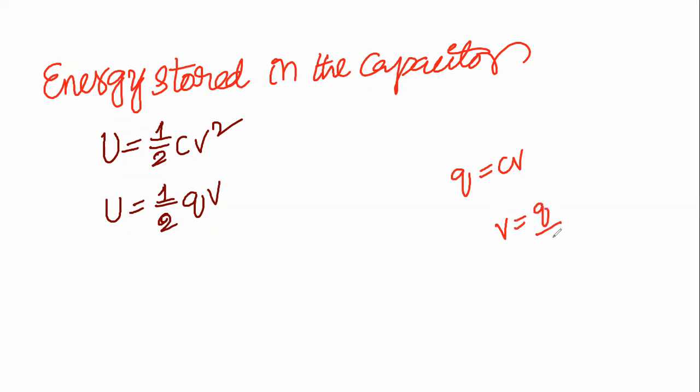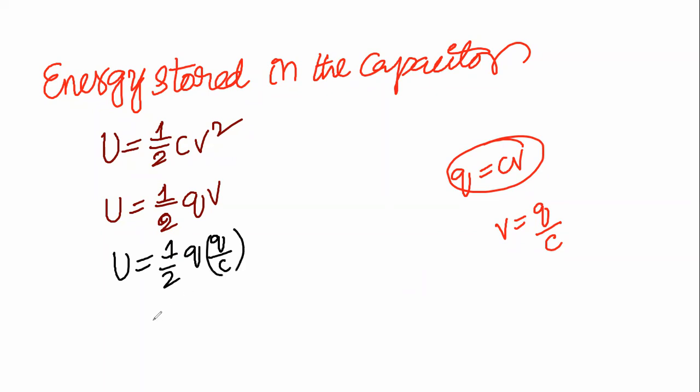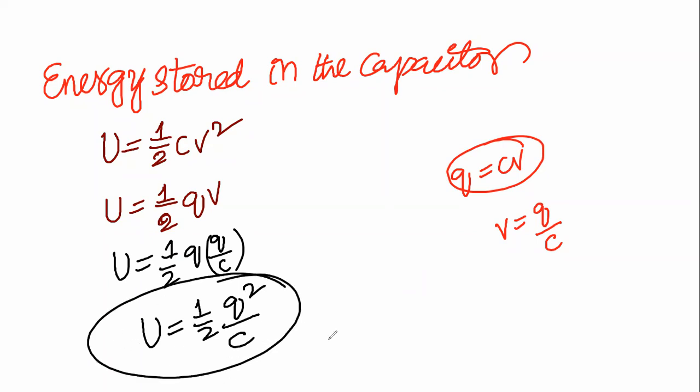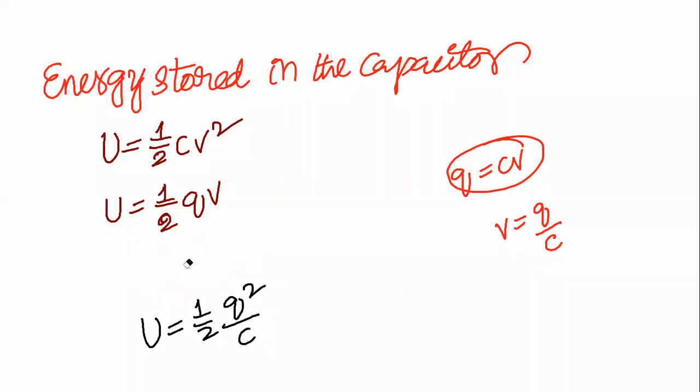Then V is equal to Q divided by C. So Q is equal to CV, and from this V is equal to Q by C. Substituting this, U is equal to 1 by 2 into Q into V, which is Q divided by C. So U is equal to half Q square divided by C. This is the third equation.